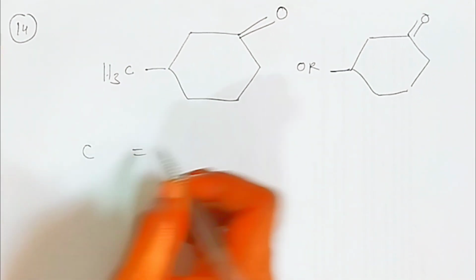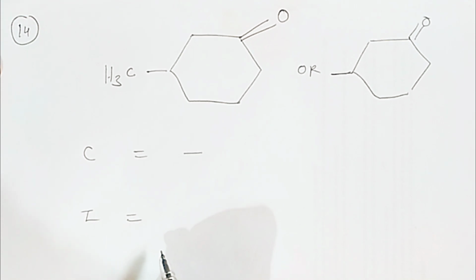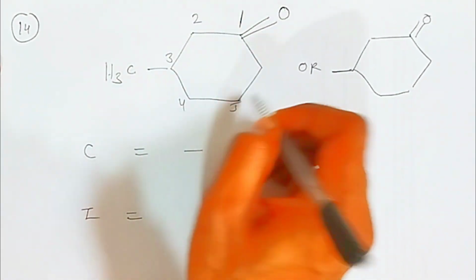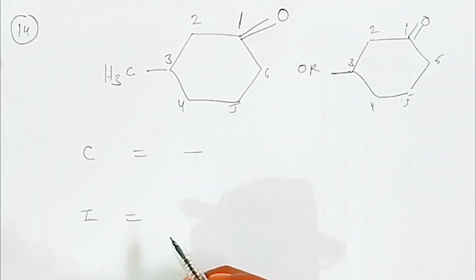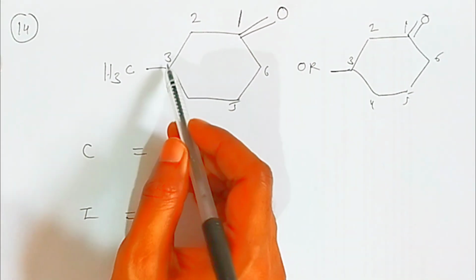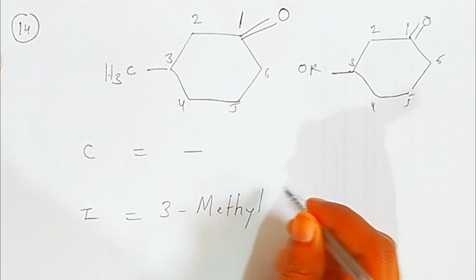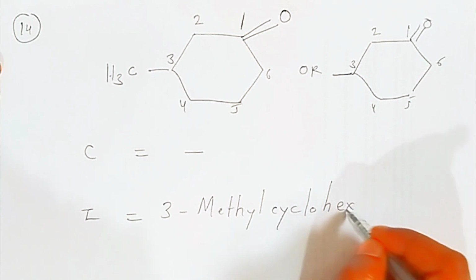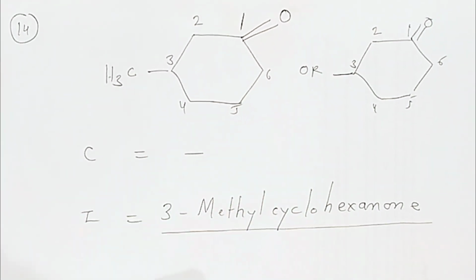In common name it is not possible, students, but IUPAC is possible. In the IUPAC system this carbonyl will always be carbon number 1, then 2, 3, 4, 5 and 6. Now at carbon number 3 you have a methyl group, so it is called 3-methyl cyclohexanone. So 3-methyl cyclohexanone will be the name of this compound, students.